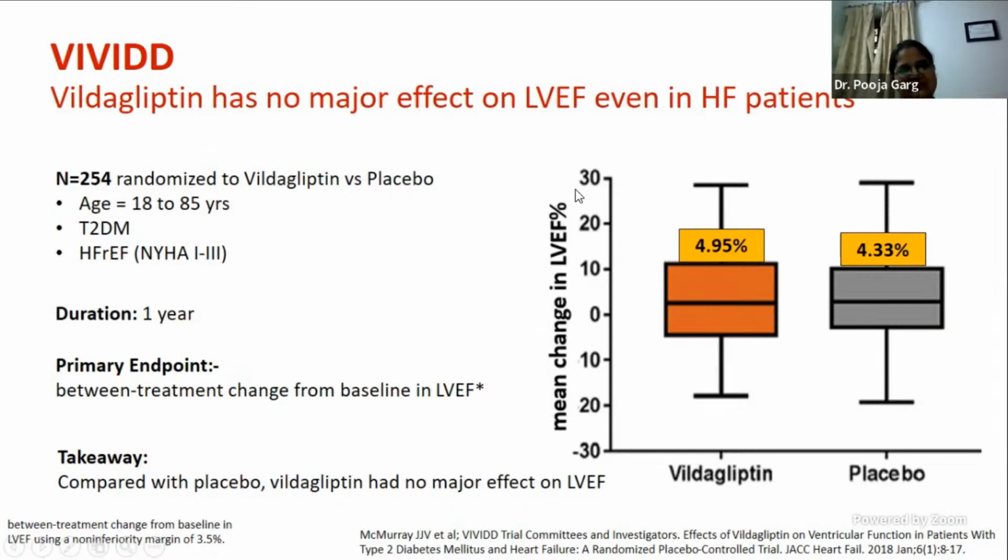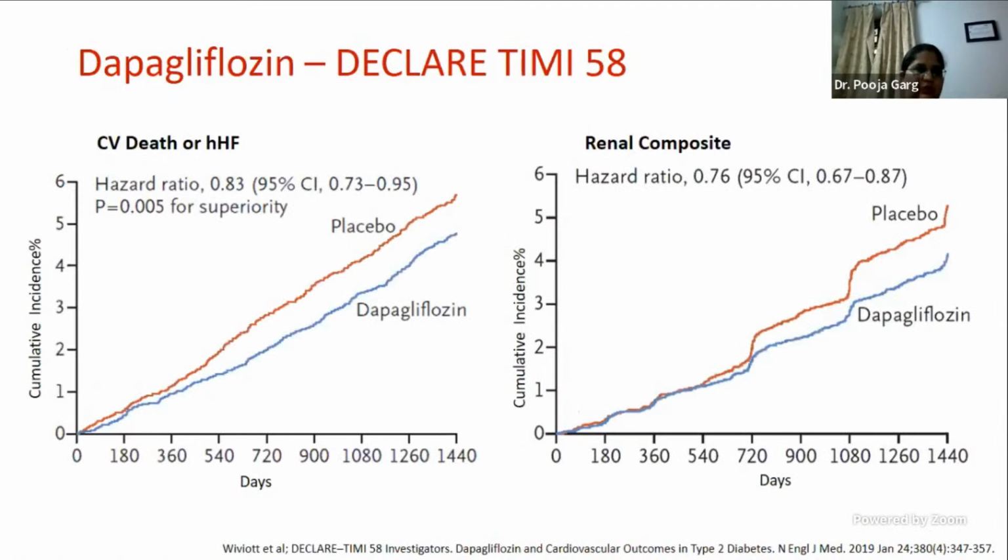The endpoint taken was the between-treatment change from baseline in ejection fraction. So the takeaway message from here was that Vildagliptin had no major effect on reduction of left ventricular ejection fraction, even in those patients who had heart failure. When compared to placebo, we can clearly see there was no major increased risk. So now we know how Vildagliptin as a molecule is a safe molecule, efficacy-wise and data-wise.